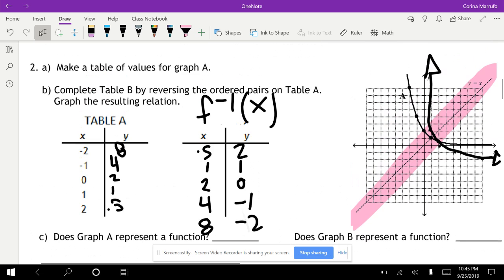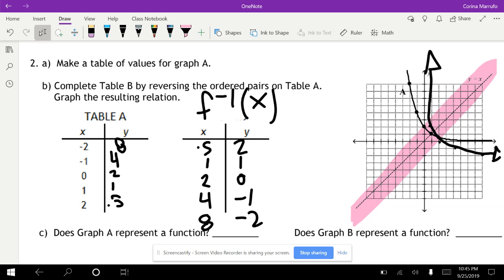So it says, does graph A represent a function if we do the vertical line test? Yes, graph A represents a function. And then it says, does graph B represent a function? Yes, if we do the vertical line test, it passes.